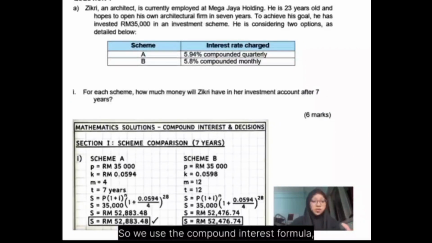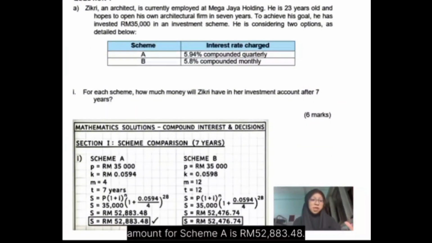So we use the compound interest formula, S equals P multiplied by (1 plus I) to the power of N. By substituting the values, we get 35,000 ringgit times (1 plus 0.0594 per 4) to the power of 4 times 7. Therefore, the final amount for scheme A is 52,883 ringgit 48 cents.